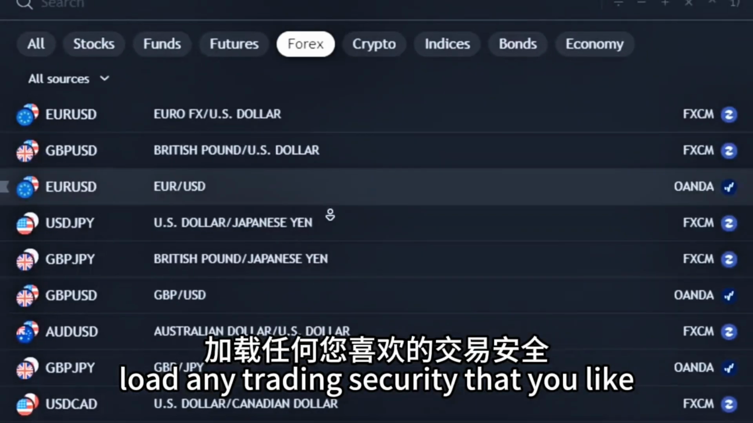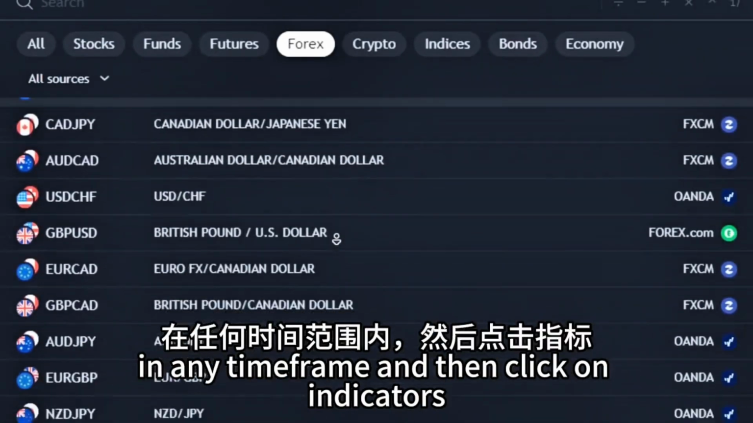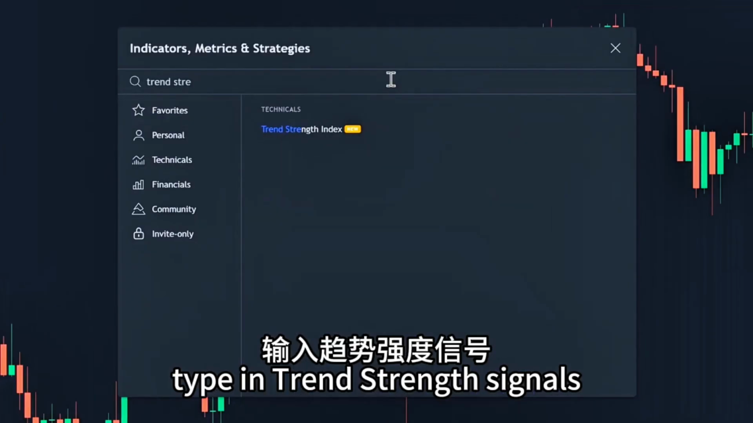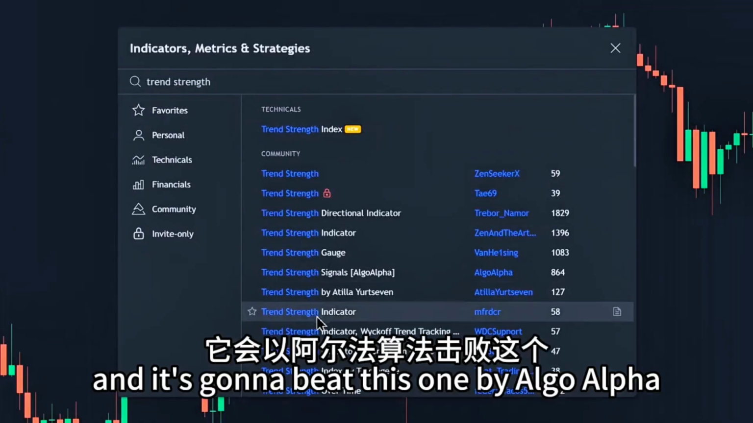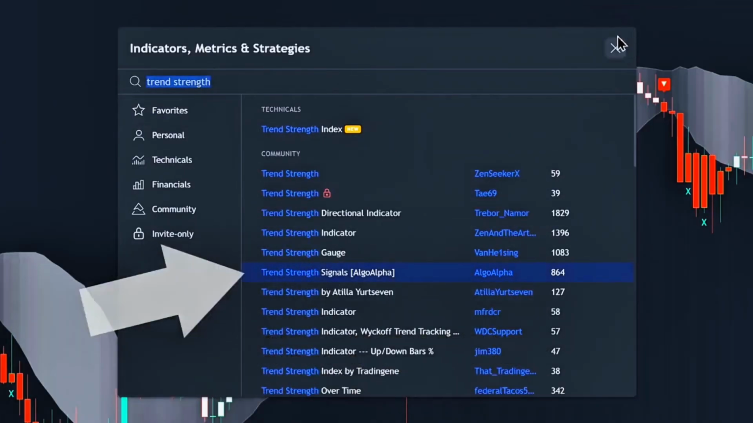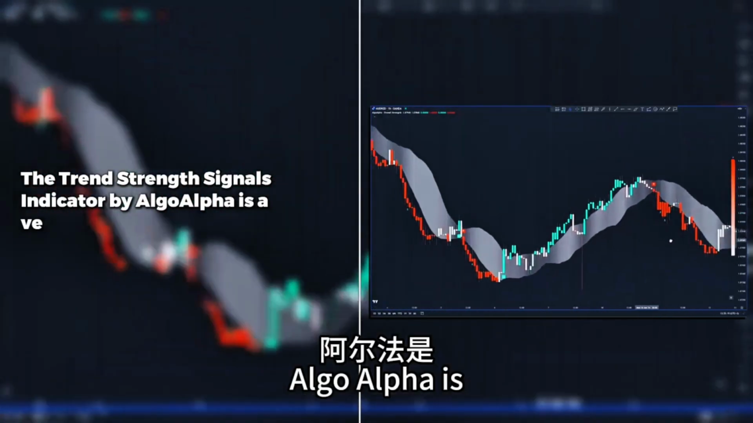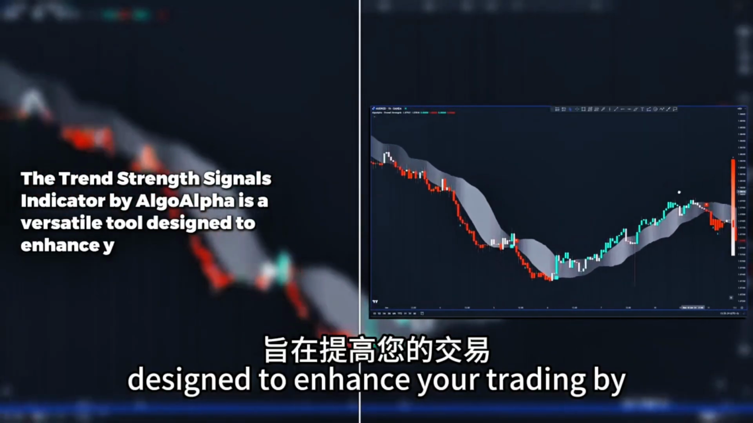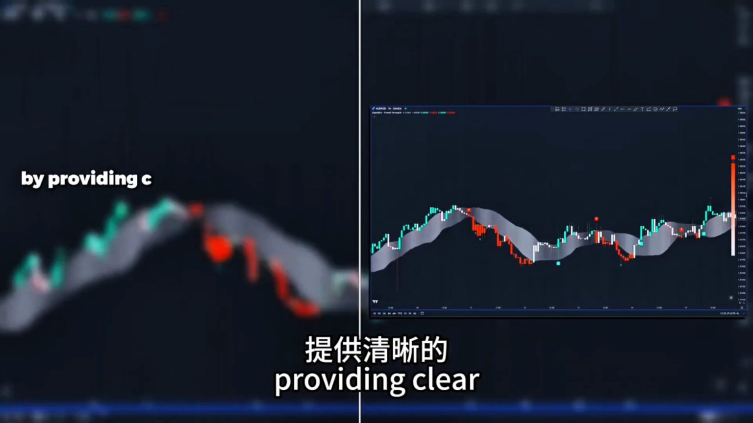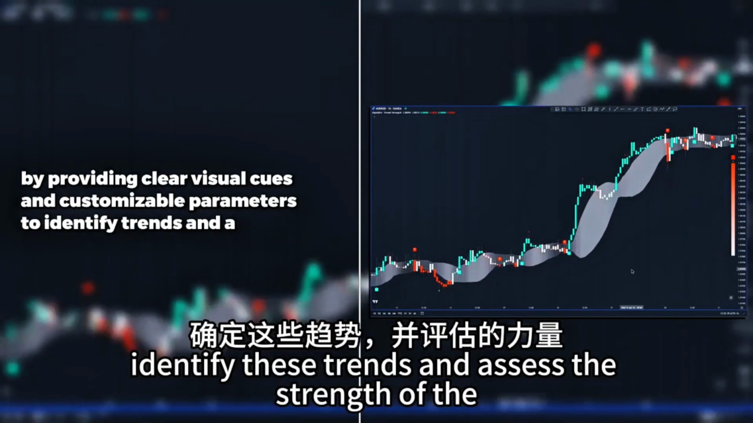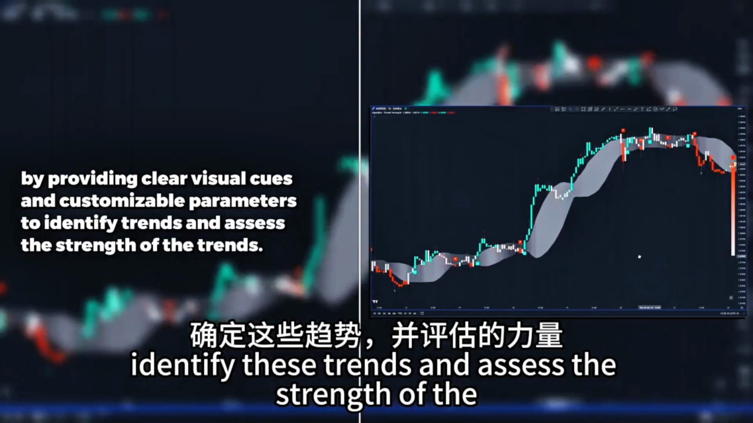To add this indicator to your chart, you want to go to TradingView. And then here, load any trading security that you like in any time frame, and then click on Indicators. Type in Trend Strength Signals. And it's going to be this one by AlgoAlpha. Now, the Trend Strength Signals Indicator by AlgoAlpha is a versatile tool designed to enhance your trading by providing clear visual cues and customizable parameters to identify these trends and assess the strength of the trends.